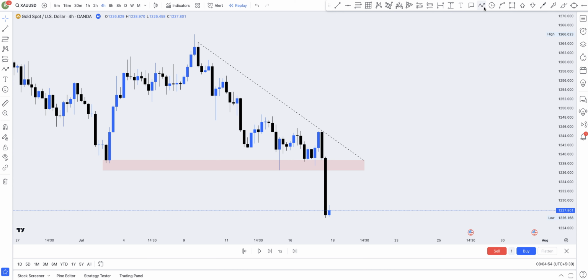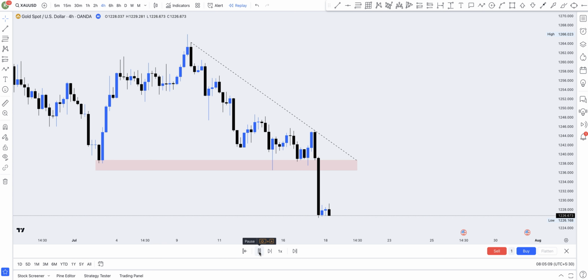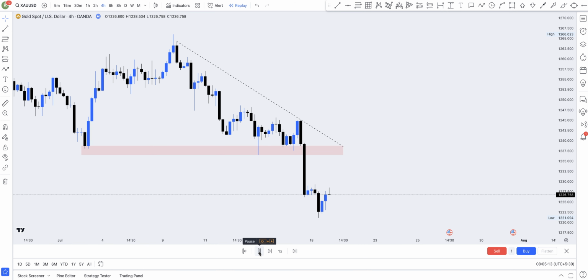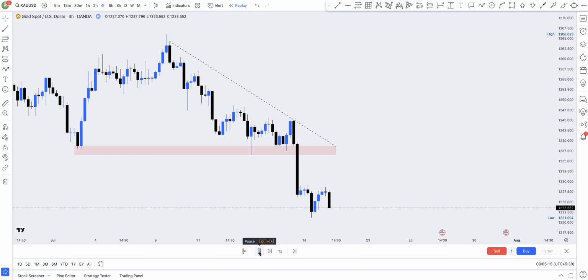What are we going to wait for? We now wait for price to come back into this zone as a retest or a pullback, then we continue selling. Now let's look at what happened after the breakout from that zone. You can see what is happening here. You have to look for an entry.